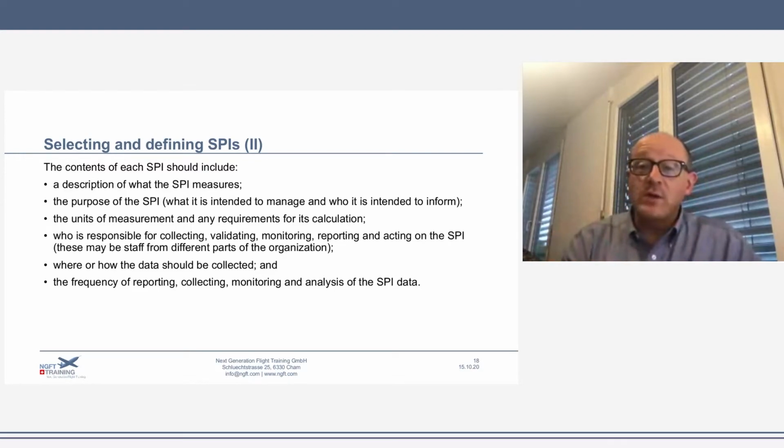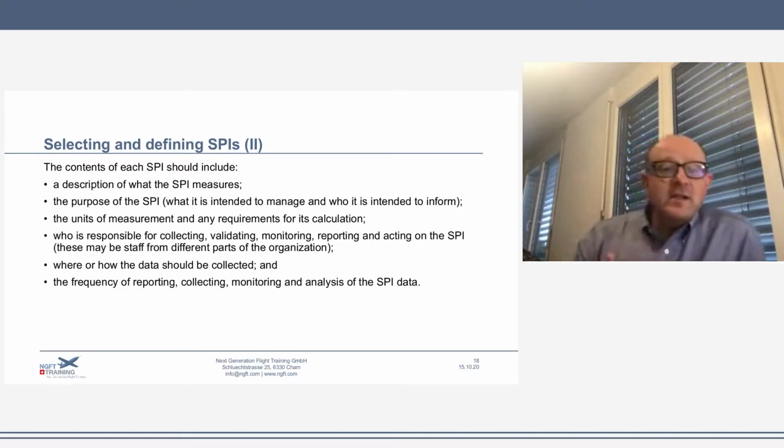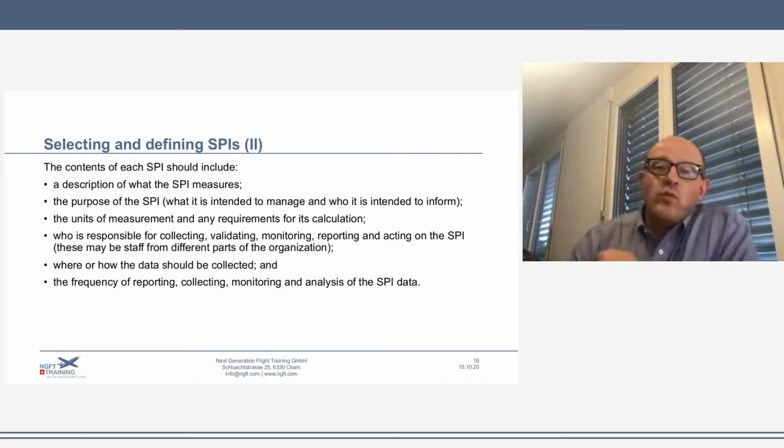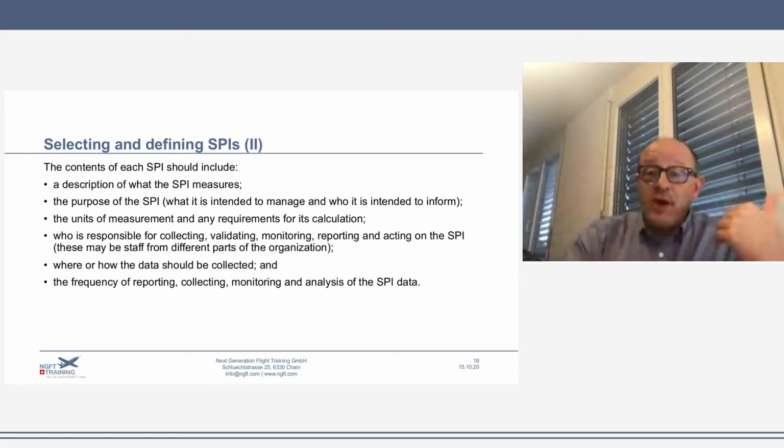What are the units of measurement? Who is responsible? How should it be collected? And how often do we collect it? That is often forgotten. People start saying, "Oh yeah, let's measure safety," but they don't really think about how often we need to measure it. Coming back to our pulse example, if we only measure once a year, we might not be able to capture a trend that has happened in the meantime.